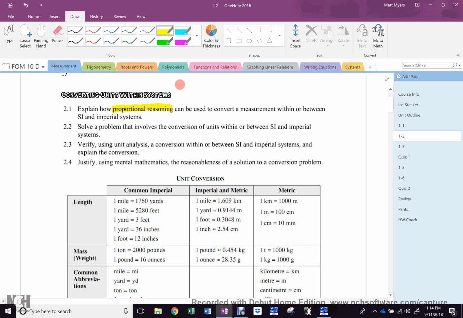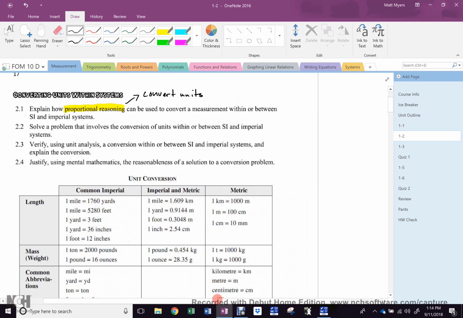We use proportional reasoning in order to convert units between different systems. And it always works the same. I'm going to use colors to do this. In black, whenever you need to convert any value, Canadian dollars to American dollars, liters of fuel to gallons of fuel, pounds to kilograms. Whenever you need to convert anything, you can do this.